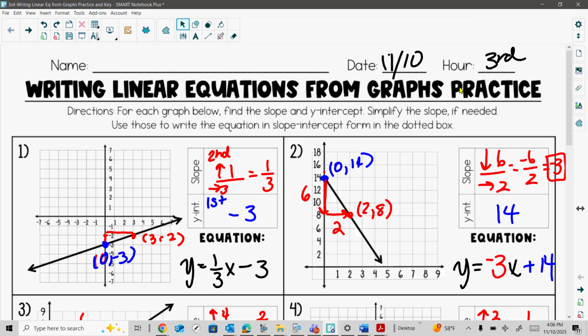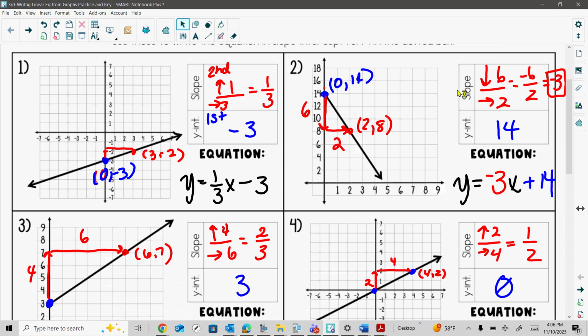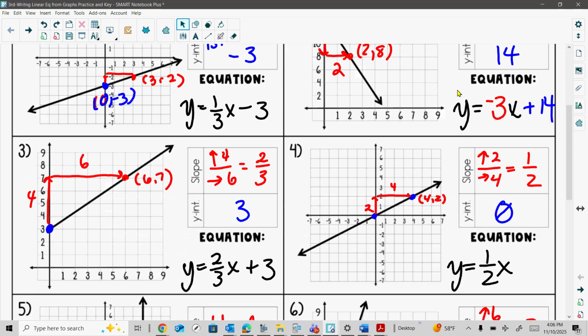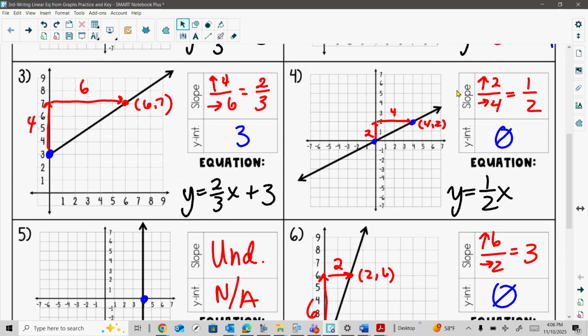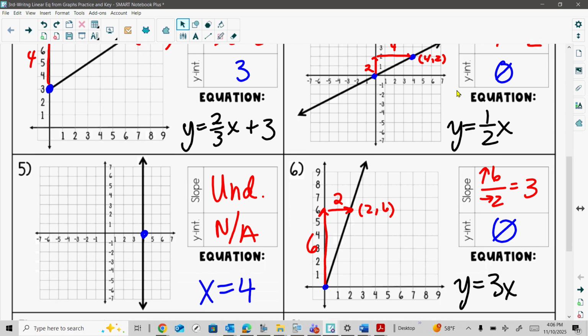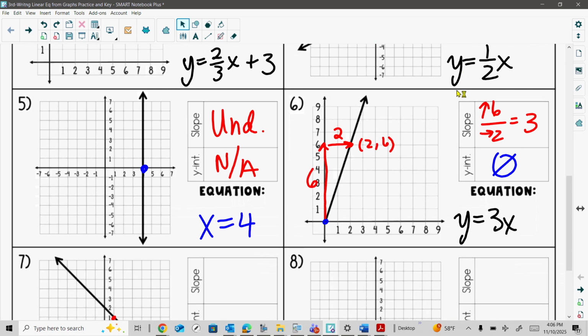Okay, this is your homework for tonight. These are the problems we kind of went over in class. Remember, we're always trying to find the y-intercept first, and then we need 2 points. We need to find another point so we can find the slope.